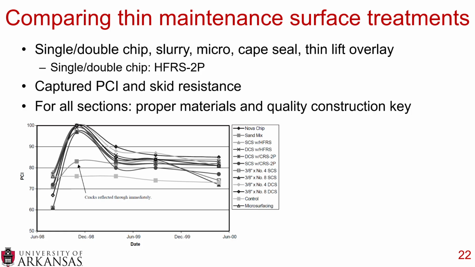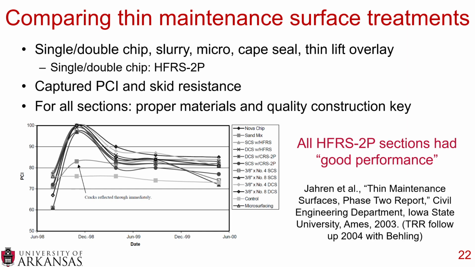Now you can see here with the PCI, the high float does pretty well. That single chip seal and the double chip seal, that's all kind of up in that large area that is shown up top. So they really didn't see any significant disadvantages to using high float versus the standard CRS-2P. And in fact, they said that all high float rapid set -2P sections had good performance.